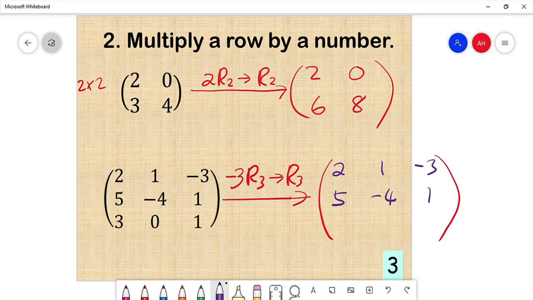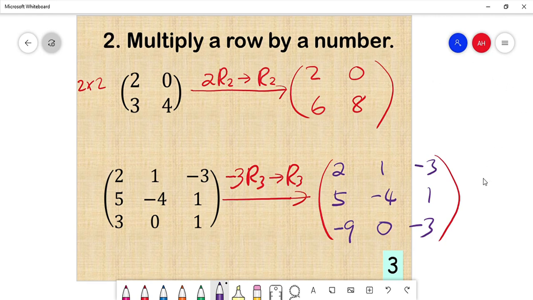So all numbers in row number 3 will change. 3 times negative 3 is negative 9, the first number. 0 times negative 3 is still 0. Negative 3 times 1 is negative 3. This is the new matrix after we multiply row 3 by negative 3; that's what we get.